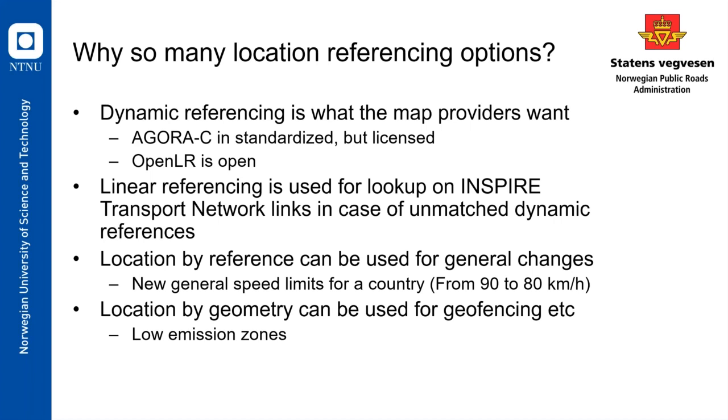And we can have location by reference used for general changes, like I said, for a whole country or for a whole municipality. Like Sweden introduced a new general speed limit a couple of years ago or something, and it led to a massive amount of changes for their speed limits. And you can also use location by geometry for several purposes, but like suggested here, for geofencing, where you can have a low emission zone defined by some polygon, which is something we have been testing in Norway.